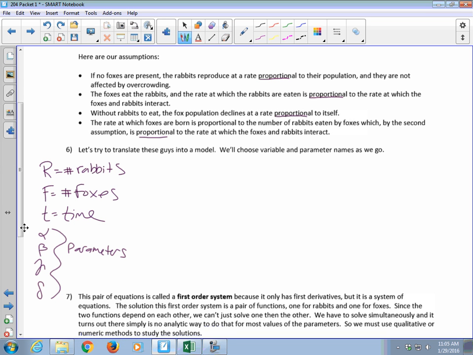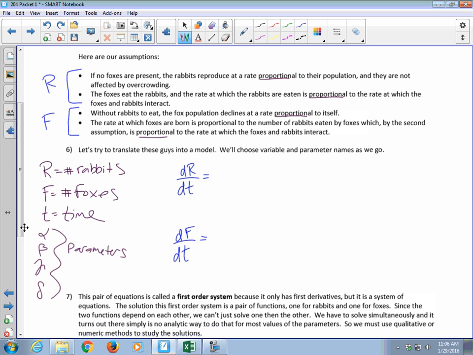Okay, so those are all the things I'm going to need to build the model out of. I'm going to write 2 differential equations, one for rabbits, one for foxes. So I have dr dt, the rate at which the rabbit population changes, and df dt. All right, so let's think about the rabbits first. These 2 first assumptions have to do with rabbits, and the second 2 have to do with foxes.